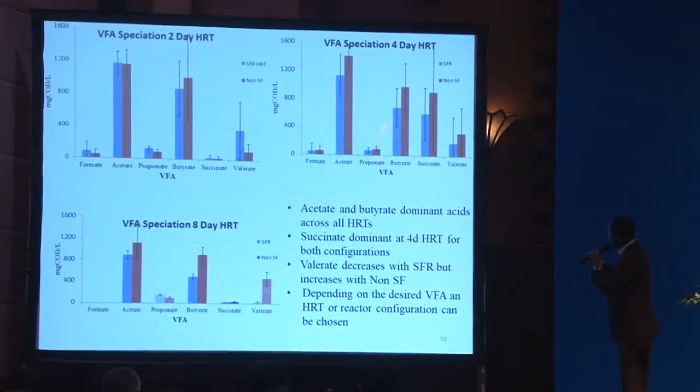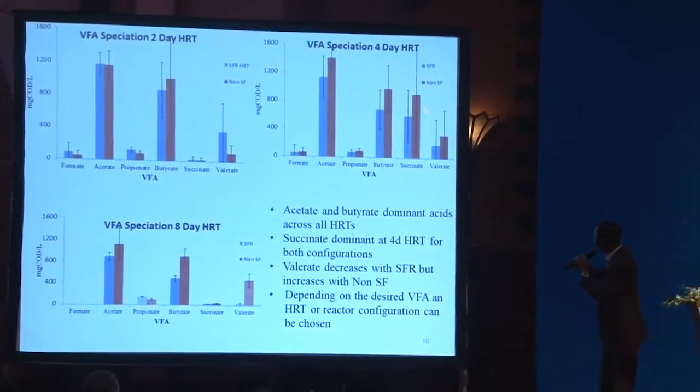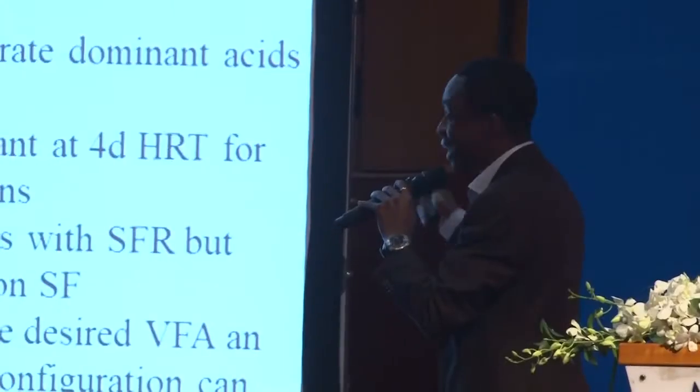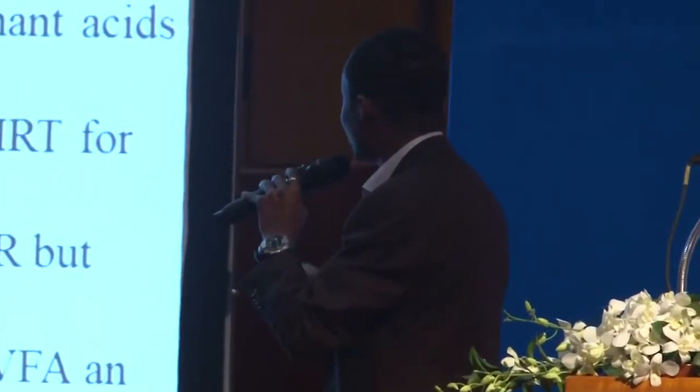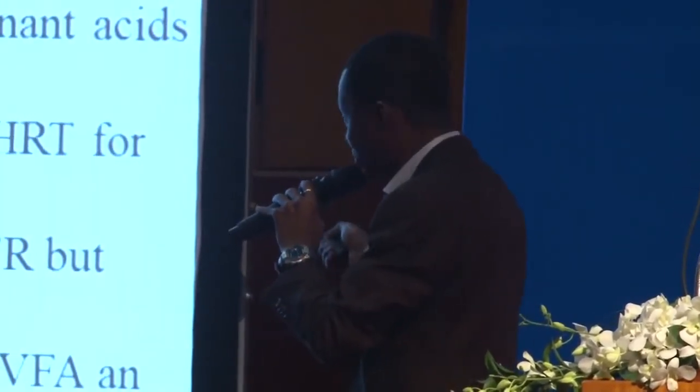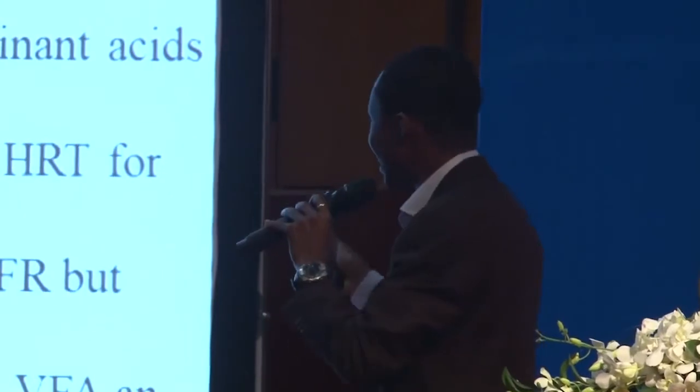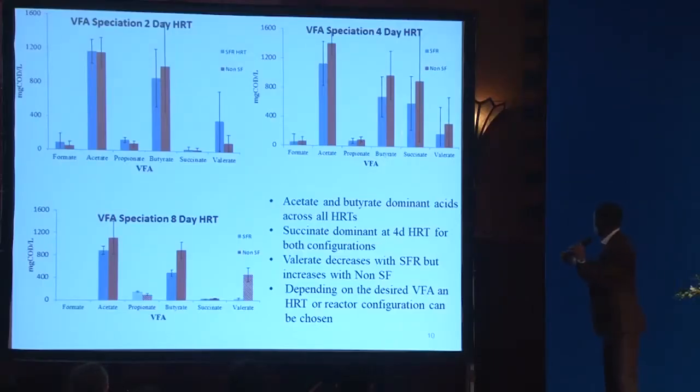But when you look at 4D HRT, you realize that succinate comes up highly at 4D HRT for both the step feed and the non-step feed reactor configuration. Succinate. So the whole point is, if you are interested in succinate, you would go for 4D HRT, whether it's step feed or non-step feed reactor configuration.